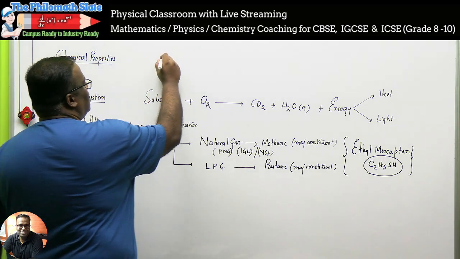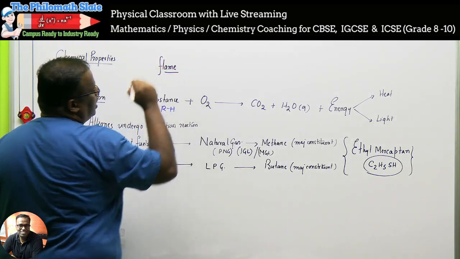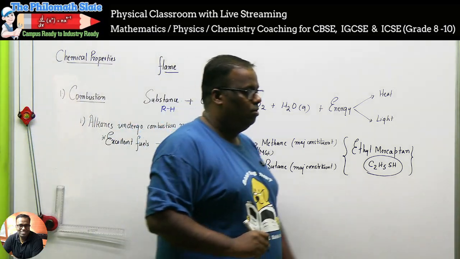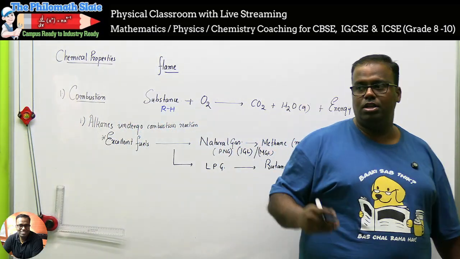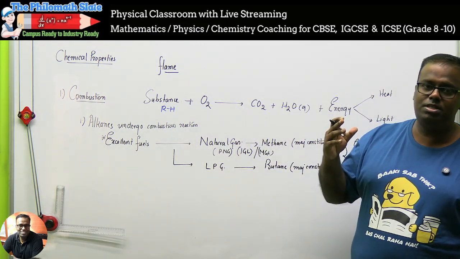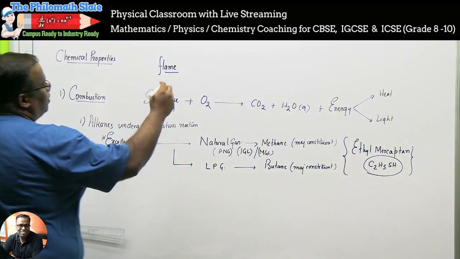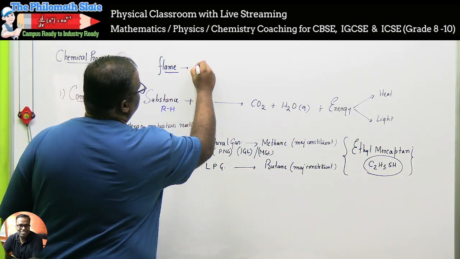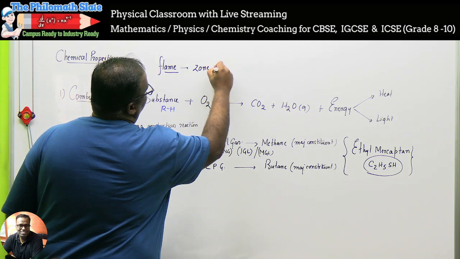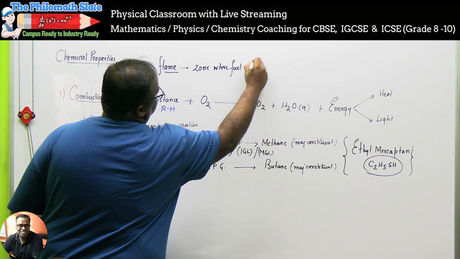Flame. Now there can be two types of combustion. See, when you are having combustion and you're making kebabs or a barbecue, you don't see flame. Flame is seen by, what is flame? Flame is the zone where the fuel vaporizes. Flame is basically a zone where the fuel vaporizes.